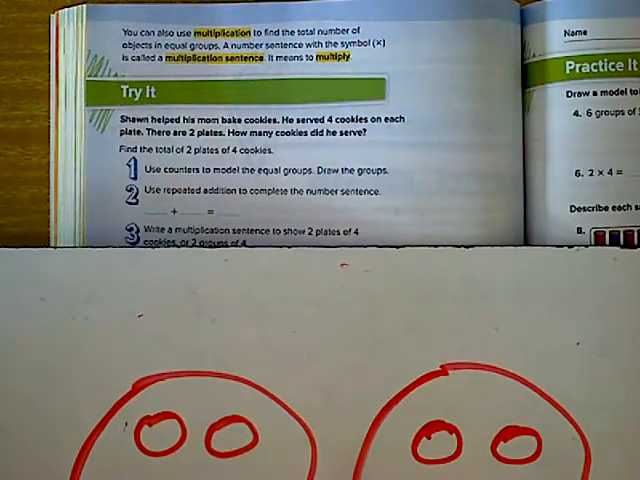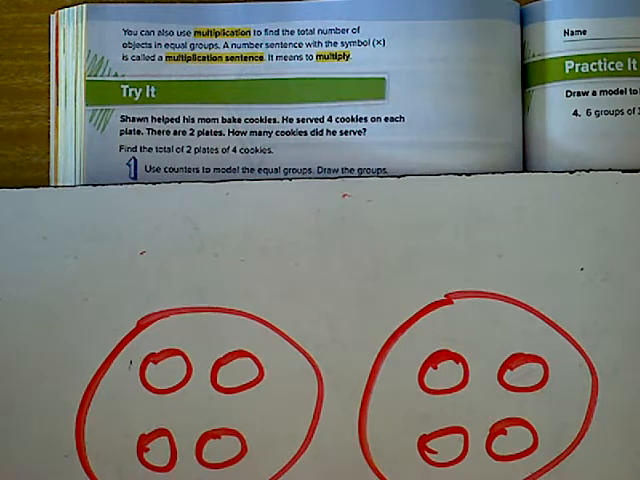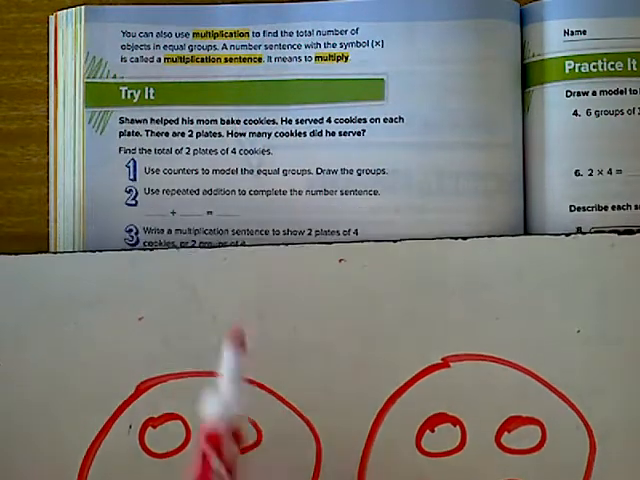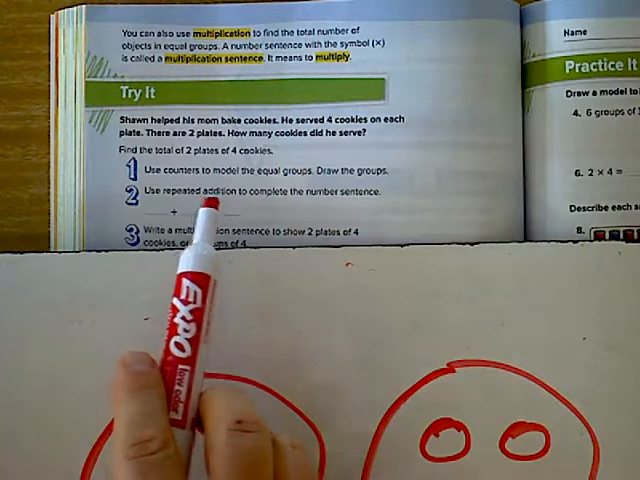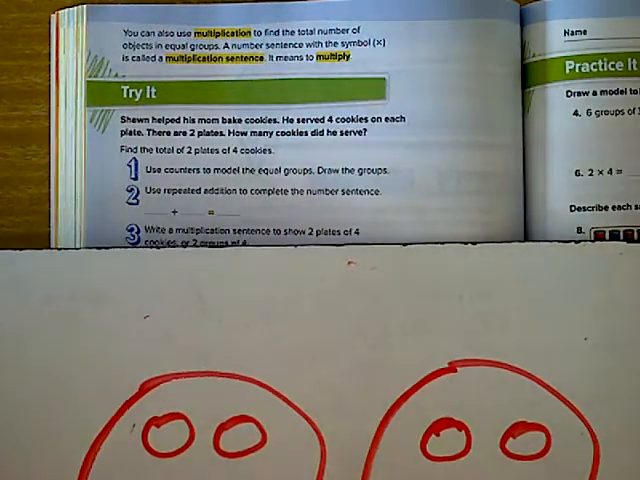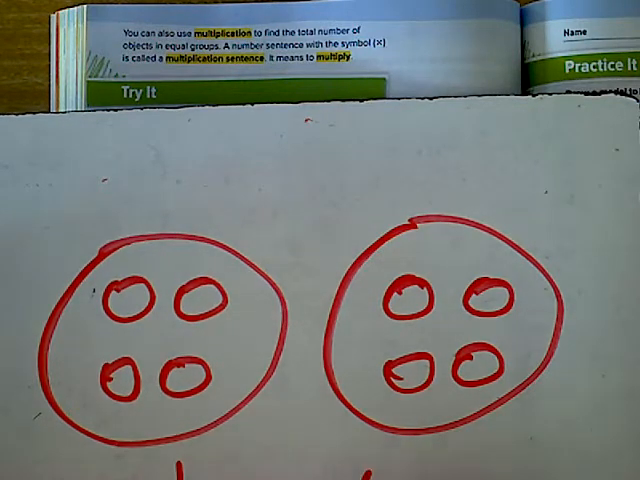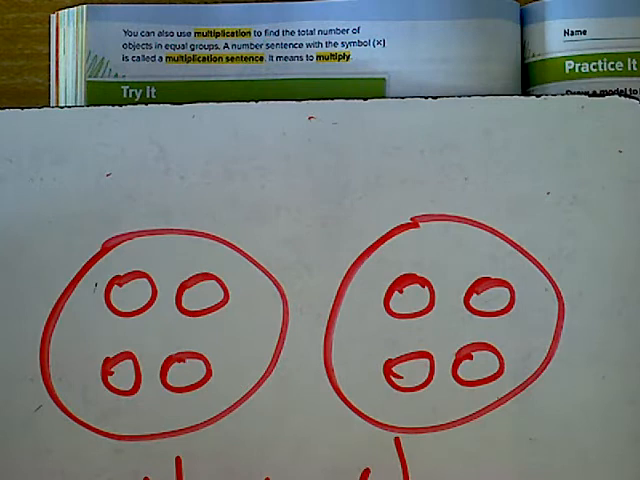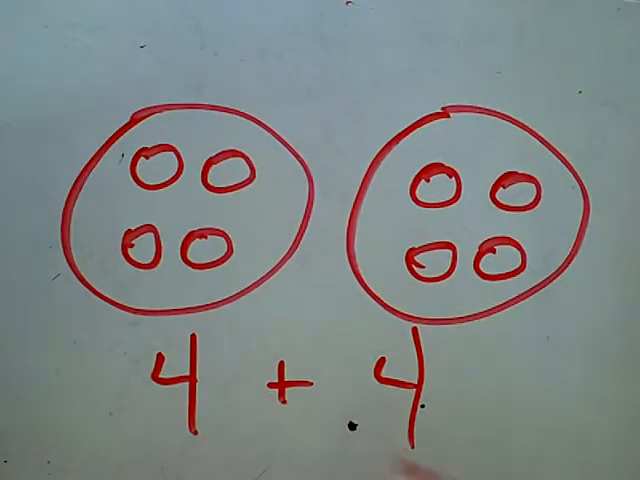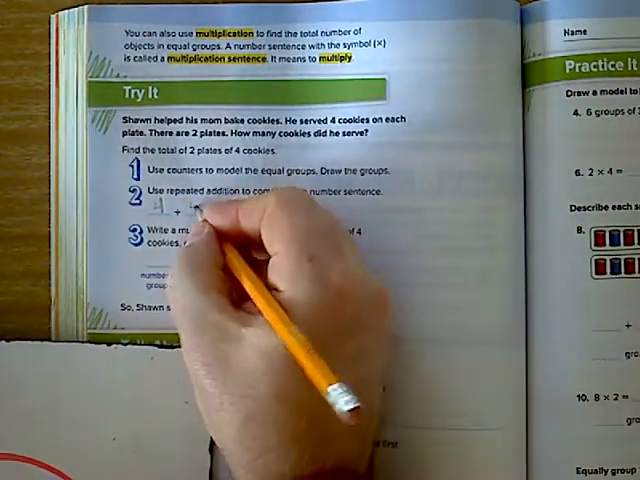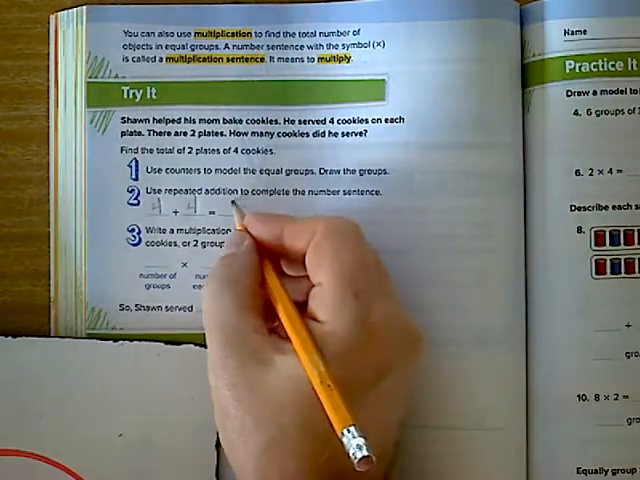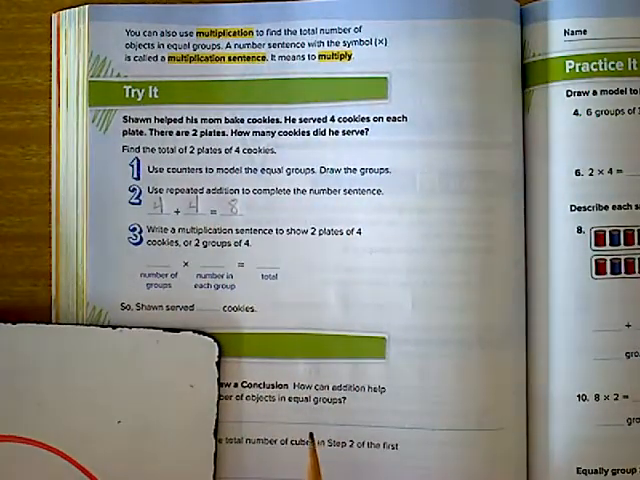Now, to figure out how many cookies he served, I can just count these, right? So I can just go 1, 2, 3, 4, 5, 6, 7, 8. There we go. There's 8 cookies. I could also use repeated addition to complete a number sentence. Well, I've got 2 plates, and each plate has 4 cookies. So I could just say 4 cookies on one plate plus the 4 cookies on the other plate. So 4 plus 4. And you know your doubles well enough that you know that's 8.